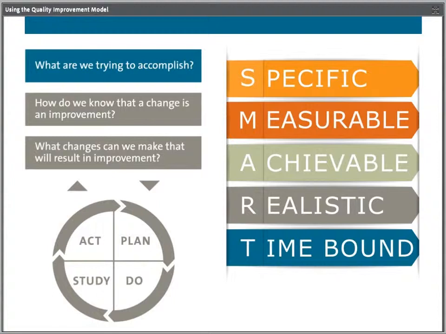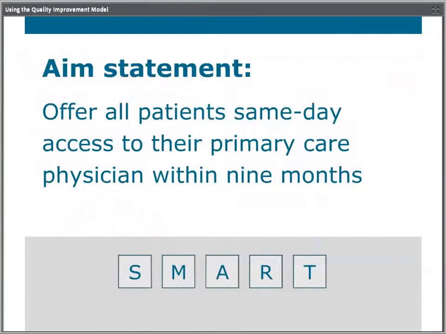And in my experience, if you find it difficult to move past this stage, then refine your aim again. Go back and revisit this. It's not written in stone, but keep on refining it and revisiting it. So let's look at an example. So one example for an aim statement would be offer all patients same-day access to their primary care physician within 9 months. So let's just pull this one apart a little bit.